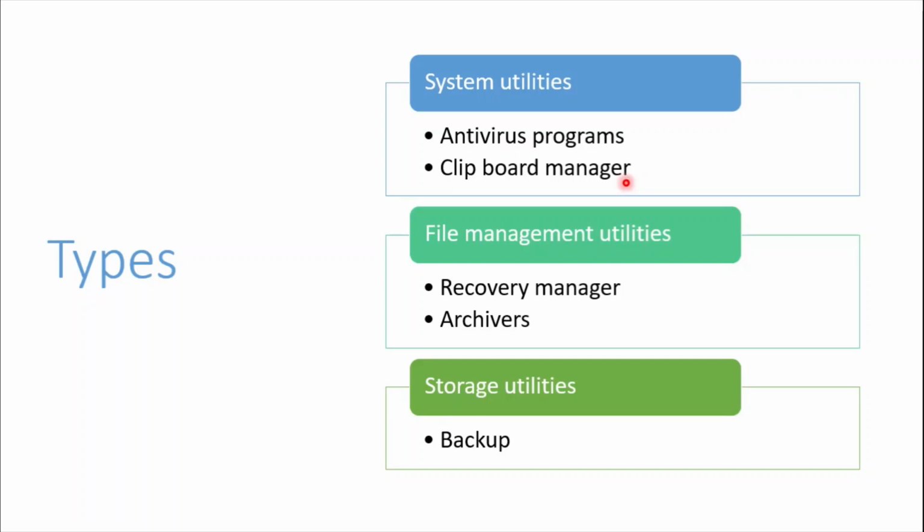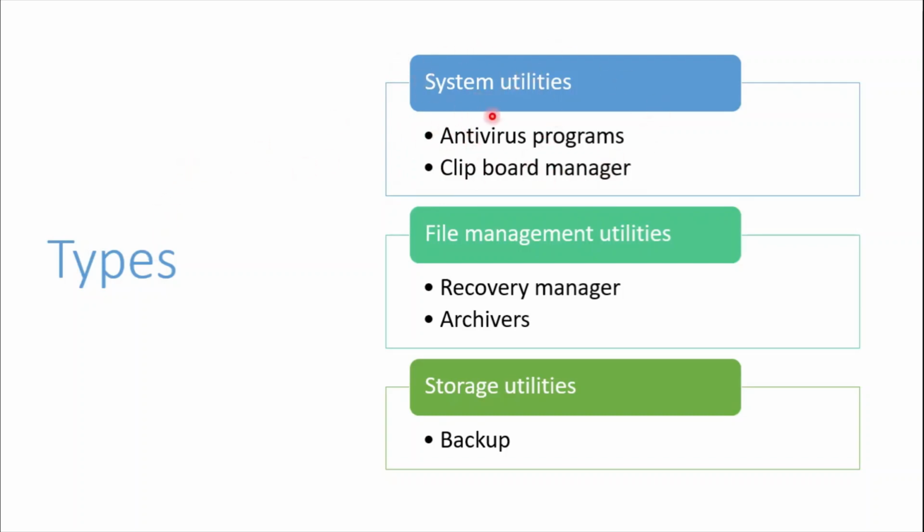Once you copy some sort of text or image using a menu or a shortcut, the most common shortcut is Control C. If you copy something, it stores in your computer. Where it stores, or how this activity happens, is using the clipboard manager, right? So these are the system utilities under utility software.